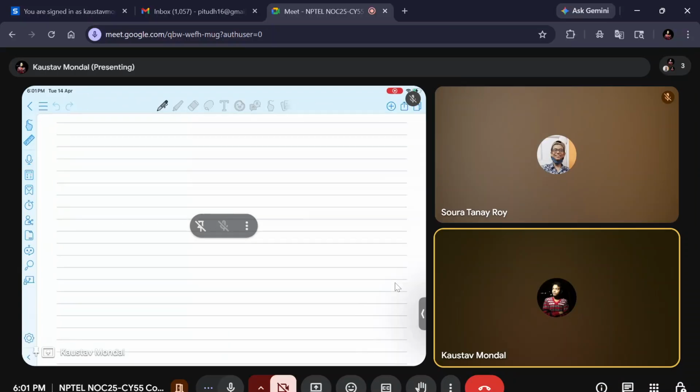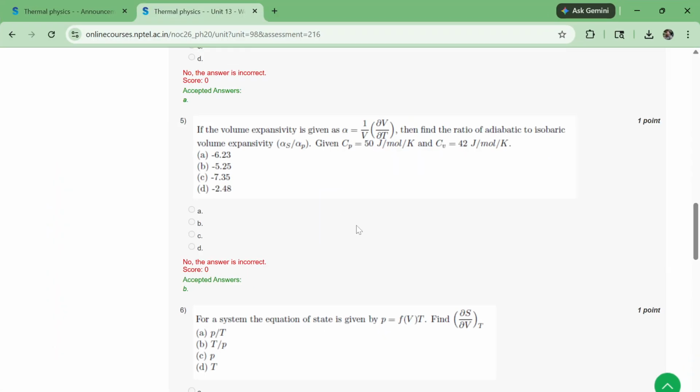So was that Cp by Cv formula wrong, which I told you? Alpha s by alpha p is not Cp by Cv or something like that? Okay, because that way the answer is not coming right. The given answer is not matching. I'll show you. Mathematically it looks correct the way I have tried to do.